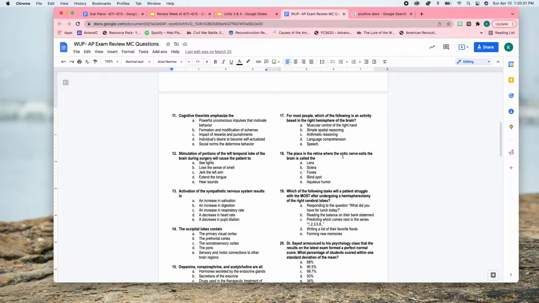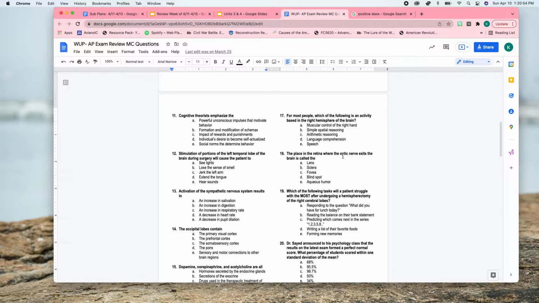Spatial reasoning is definitely very much something that happens in the right side of your brain. Arithmetic reasoning happens in your left side of your brain, and the muscular control of your right hand happens from the left side of your brain. Remember, the left side controls the right side, and the right side controls the left side. Kind of confusing, but basically they do opposites. So you can do kind of a process of elimination for number 17.